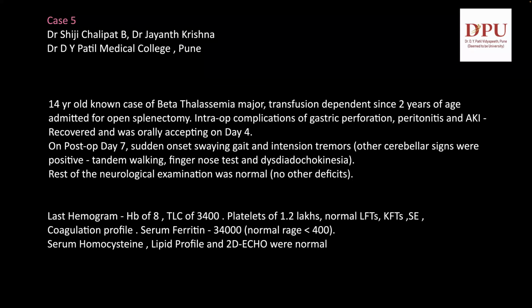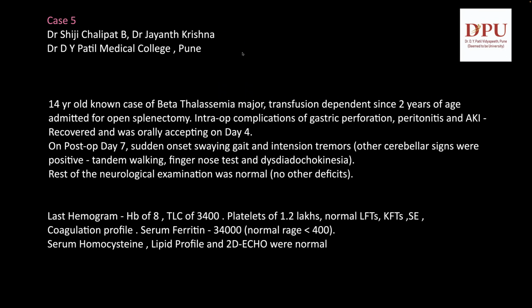Jayant, if you're there, or Dr. Shiji? Yeah. I'm presenting a case of a 14-year-old boy. He's a known case of beta thal major, and he's been transfusion dependent since 2 years of age, and now he's admitted for an open splenectomy. He had all the indications for a splenectomy. He had hypersplenism and pancytopenia. And this child had an intra-op complication of gastric perforation, peritonitis, and a stoma intra-op and perioperative course.